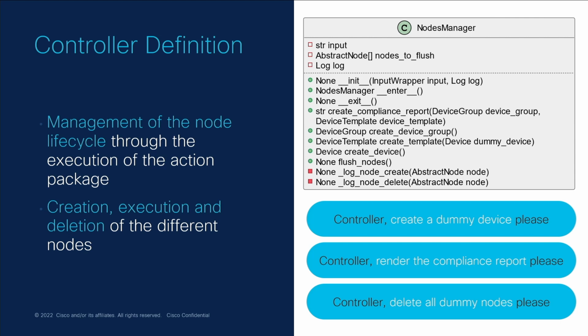And then this data will be used by the controller to push it to our models, because that's data that will feed them. So for example, the controller has this overview about all of the models and all of the objects that we are controlling. So for example, to our controller, we can say, hey controller, please create a dummy device or render a compliance report. And at the end, we can ask, OK, delete all the dummy nodes, because at the end, we need to purge the data that is not supposed to be persisted. And that's the flexibility that we want to give to our customer.